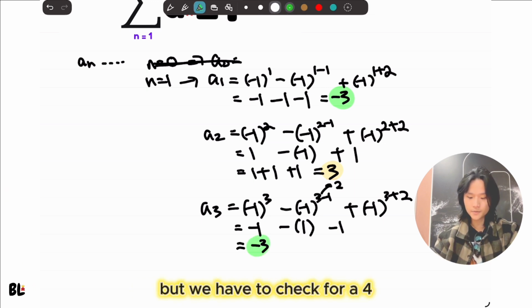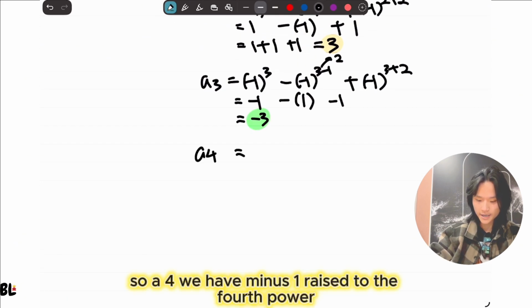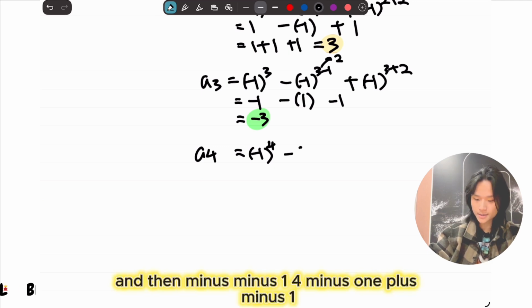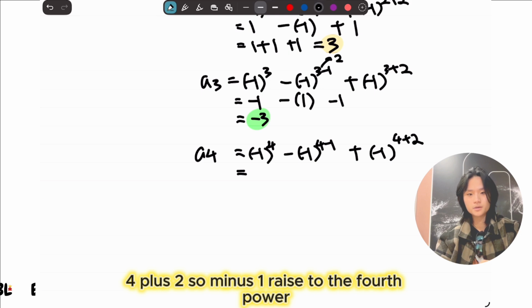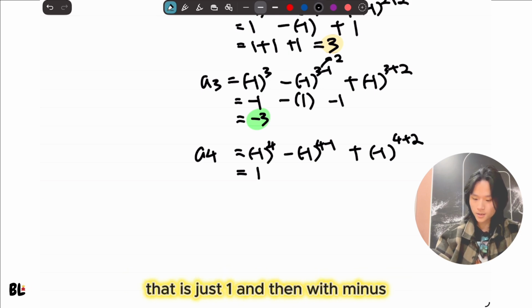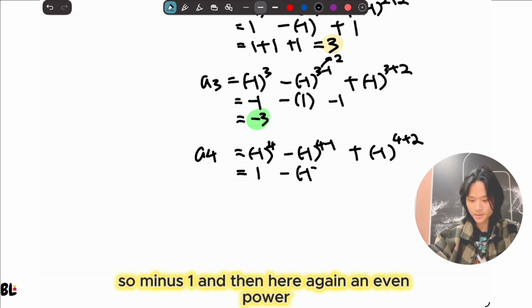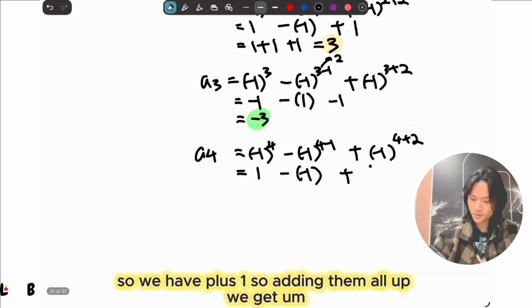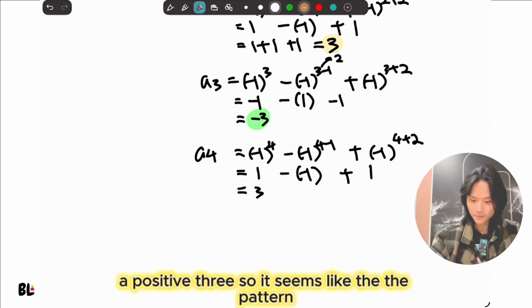Seems like there's a pattern, but we have to check for a_4. So a_4, we have minus 1 raised to the fourth power, and then (-1)^(4-1), plus (-1)^(4+2). So minus 1 raised to the fourth power is just 1, and then we have minus 1 raised to the third, so minus 1, and then here again an even power, so we have plus 1. So adding them all up, we get a positive 3.